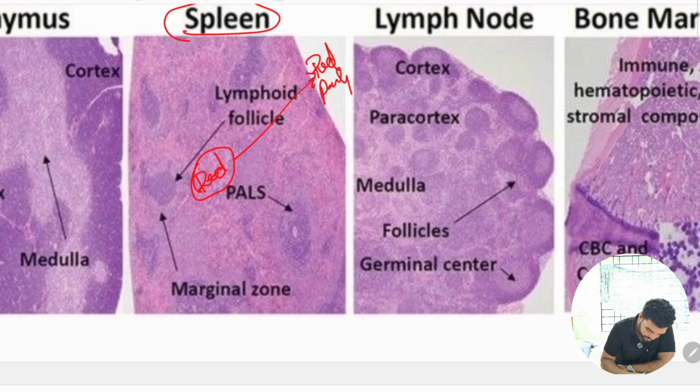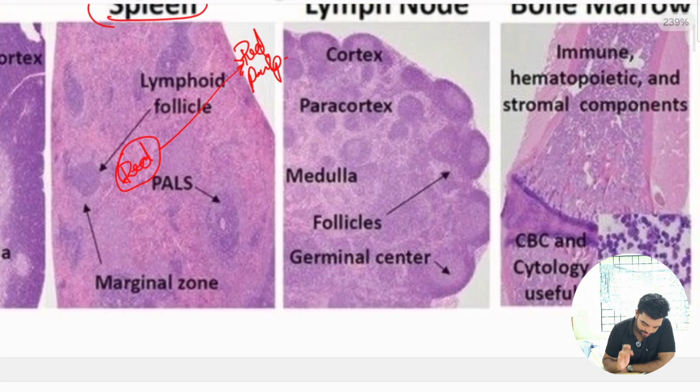Okay, it denotes red pulp. That is why spleen. Okay, because the RBC breakdown, everything is happening. That is why spleen is the graveyard of RBC, right? So red cell breakdown is happening. Heme is being secreted from the breakdown. That is why red pulp is there.